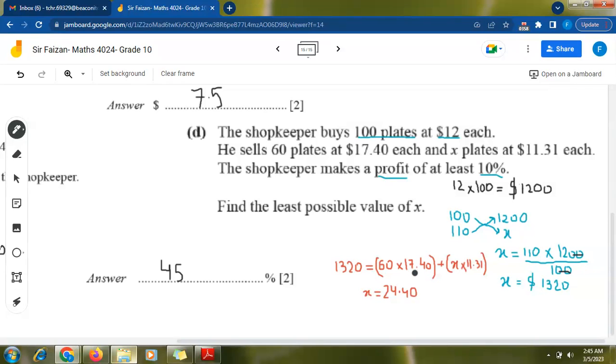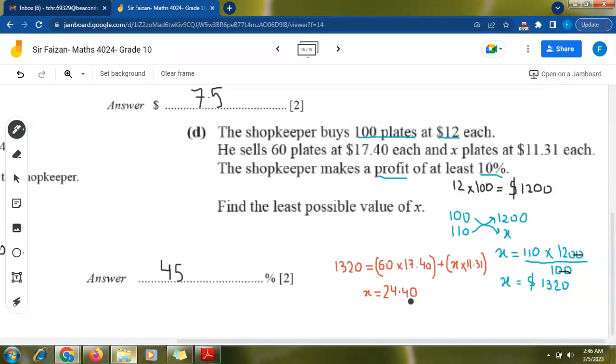So we will just multiply 17.40 and 60, and then we will add plus X, where X is the number of plates, so X multiplied by 11.31. So we have to find out the value of this X. What we will do, we will just multiply 60 and 17.40, and then we will shift this answer to the other side, and we will subtract 1320 from the answer, and then we will divide it by 11.31 to get the value of X. The value of X is coming out as 24.40.